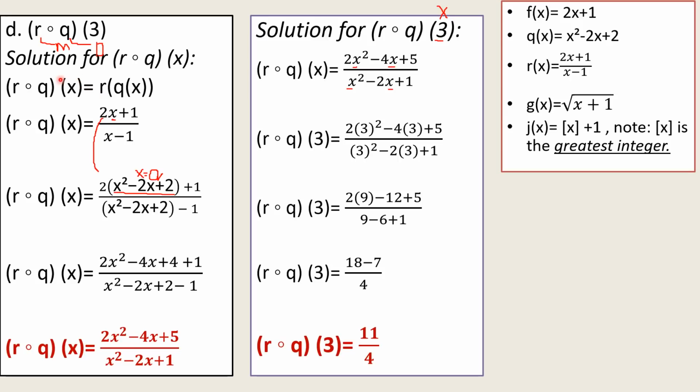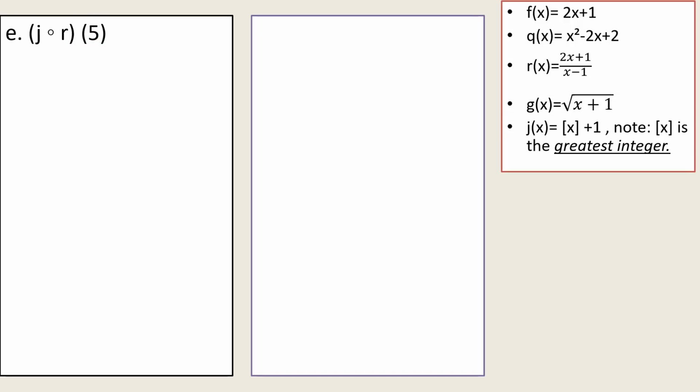Example letter D. The process is the same as in item E. Okay? We have an evaluation. So this would be the last example. Example E, wherein we need to get the composition of J and R, then evaluate using 5. So, same process as letter D. First we get the composition value or expression, then after that, we get the evaluation.